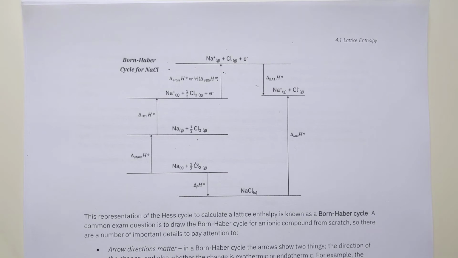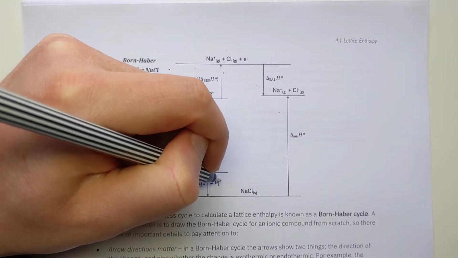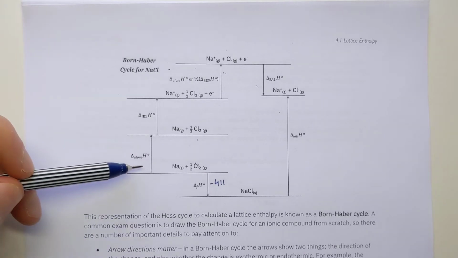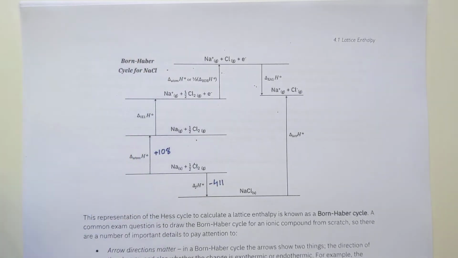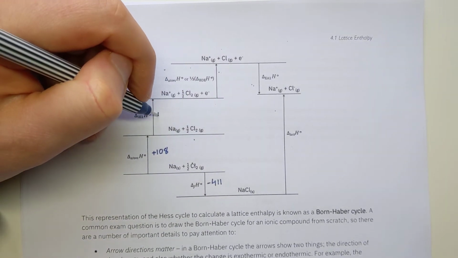First value I'm given in the table is formation of sodium chloride, minus 411. The enthalpy of formation is this one, so I'm just going to write on it minus 411. Atomization energy of sodium, that's this change here, is given as plus 108. Again, I probably should be putting units down, but just to make it clear, I'm going to put the numbers down. First ionization energy of sodium is this change here, it's plus 500.